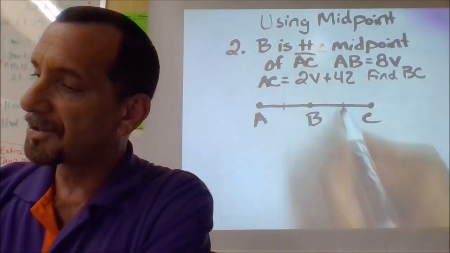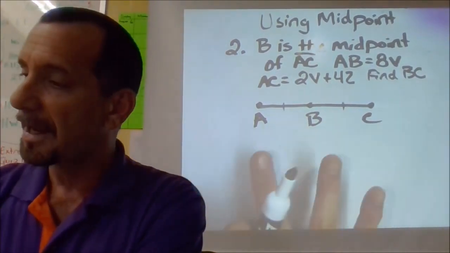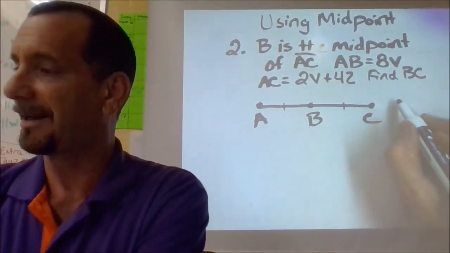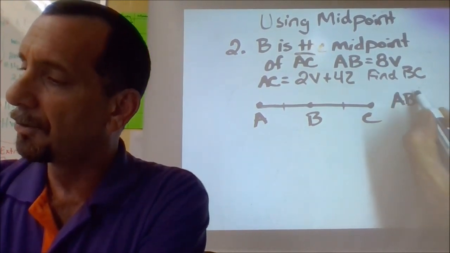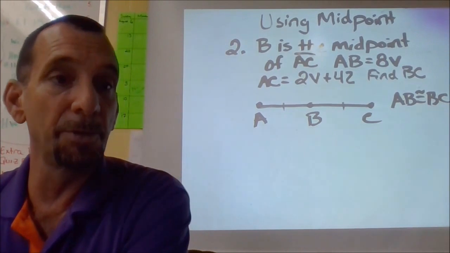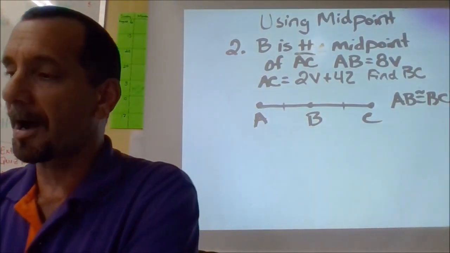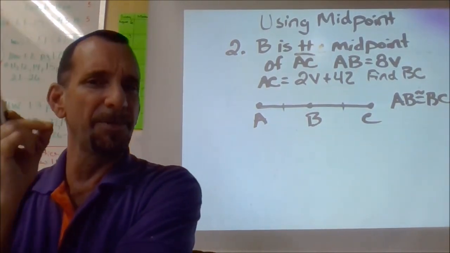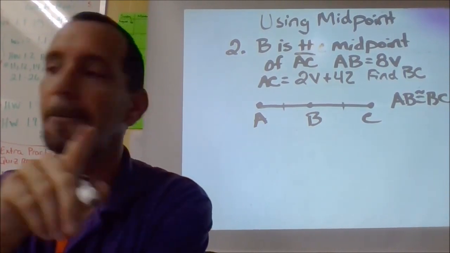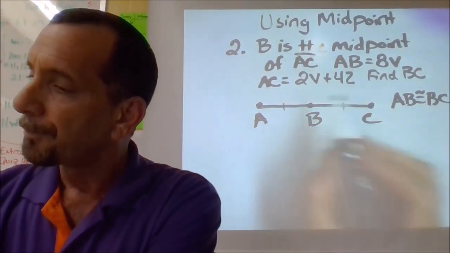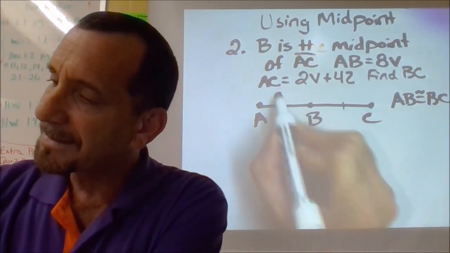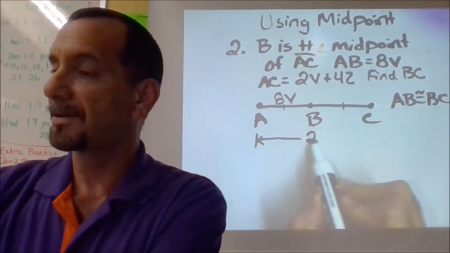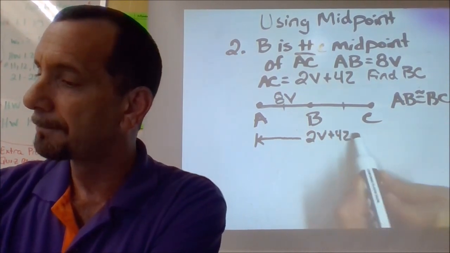I could put little ticks there just to show us that that's what the statement told us, and that's showing that AB is now congruent to BC. So let me just put AB is congruent to BC. That would be a good congruency statement to write before solving the problem. Now, a few of you had a little bit of difficulty with this one because there's something you had to think about, and we did this in the homework. So I wanted to make sure you remember this. AB is 8V, and the entire length of AC is 2V plus 42.